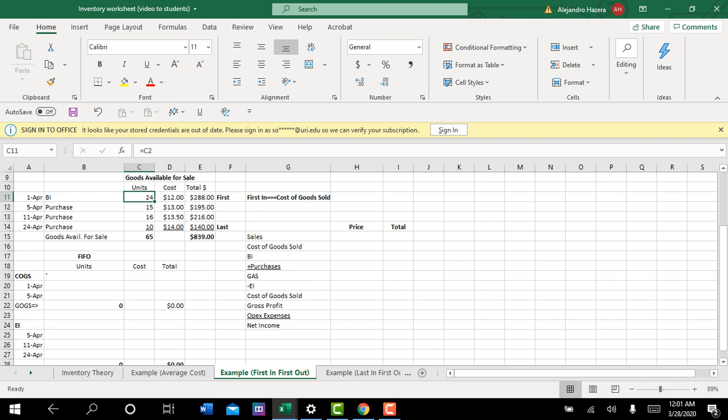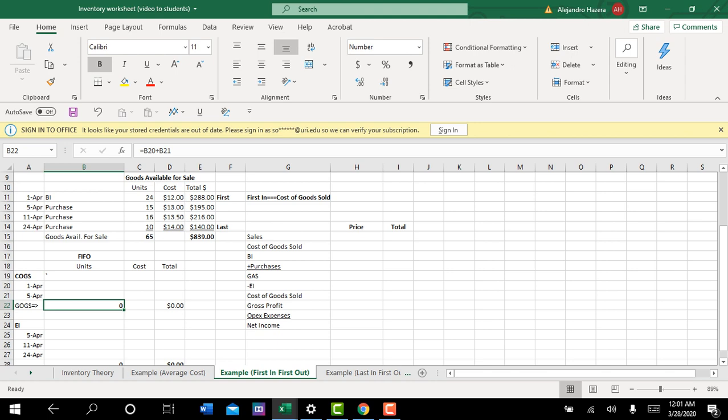So the first ones in are the first ones out, or the first ones in are the first ones that are going to be sold and in cost of goods sold. Okay, so let's see what I got here. Going back to this example here, keep these numbers in mind. We sold 32 units and had 33 in our ending inventory.